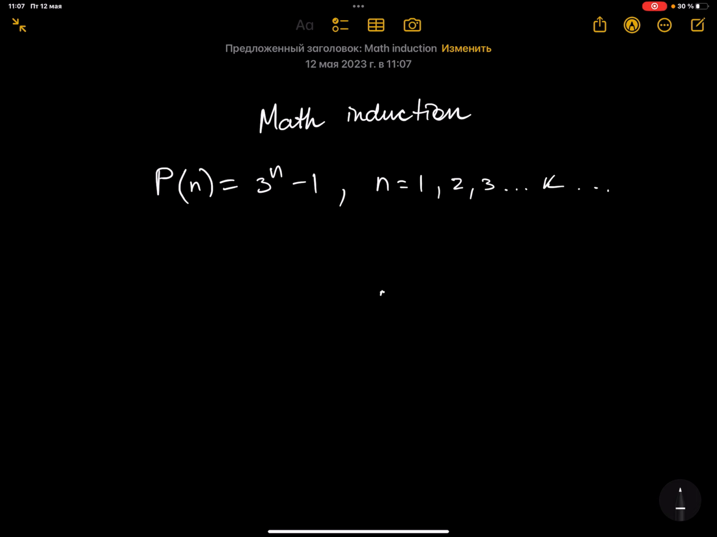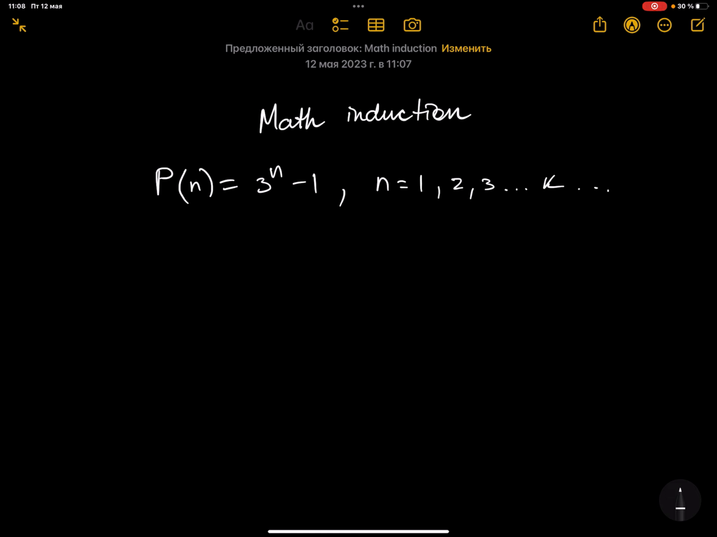So I hope it makes sense, right? You are given a task to prove that this Pn, 3 to the power of n minus 1, is always a multiple of 2 for n equals 1, 2, 3, and so on to infinity. For this case, you can use mathematical induction.